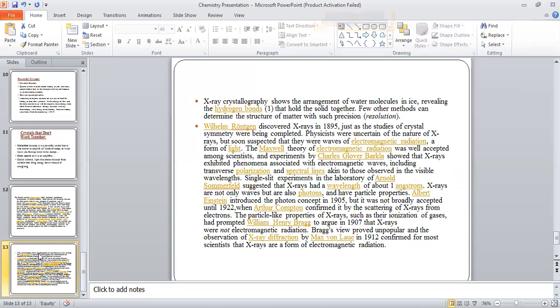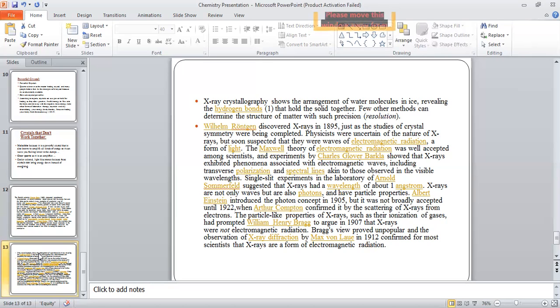Wilhelm Röntgen discovered X-rays in 1895, just as the studies of crystal symmetry were being completed. Physicists were uncertain of the nature of X-rays, but soon suspected that they are waves of electromagnetic radiation, a form of light. Electromagnetic radiation plays a vital role in the topic of light.